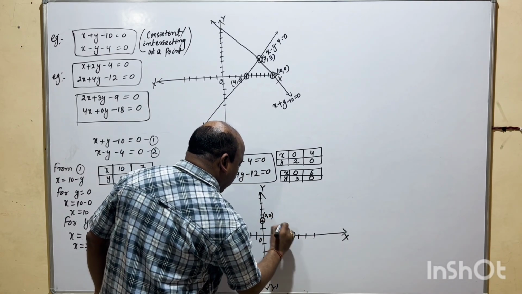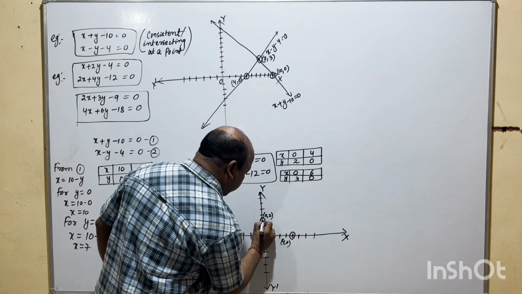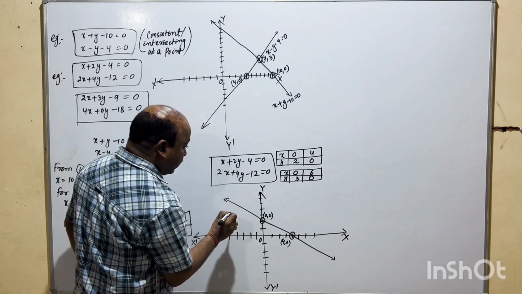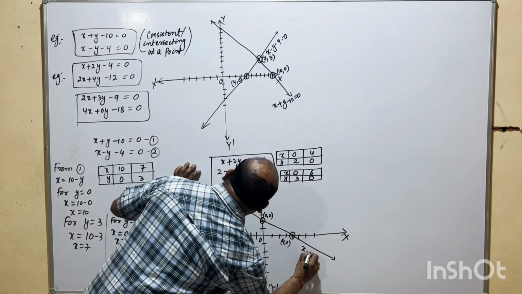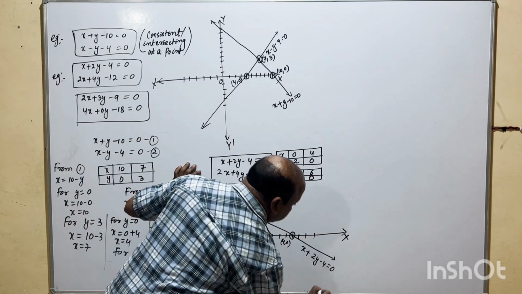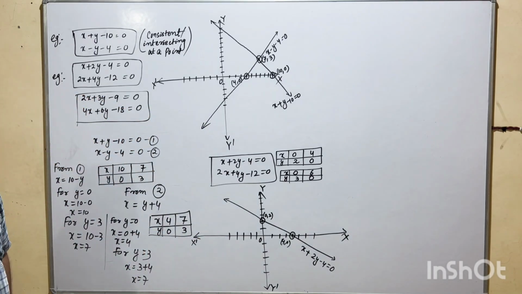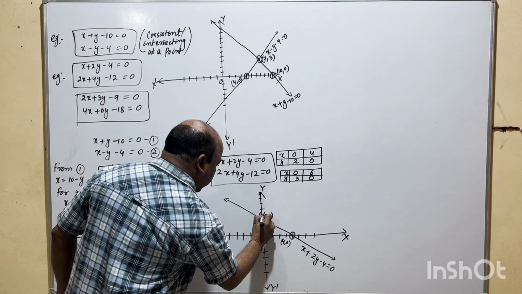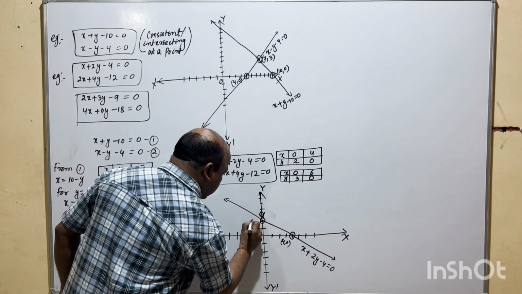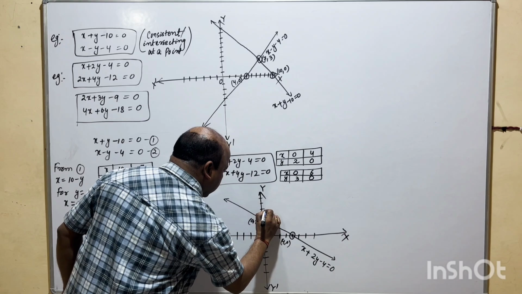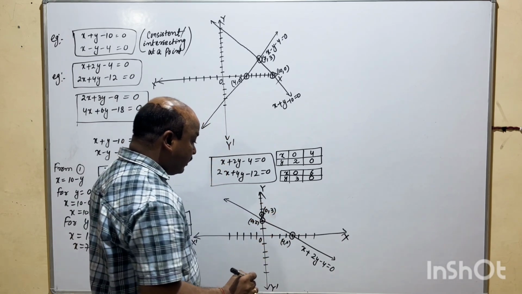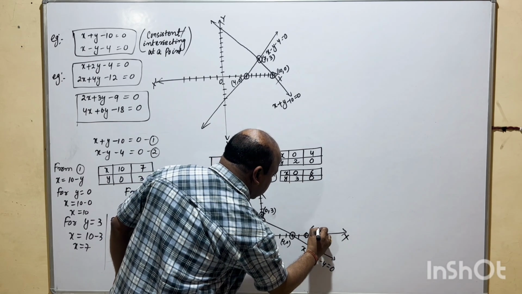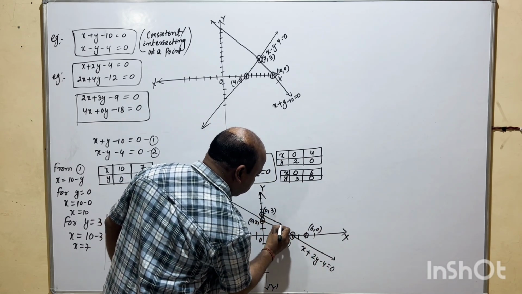0, 2 and 4, 0. Join these two points, you get a line here. And the equation of this line is x plus 2y minus 4 equal to 0. Right. Then another is 0, 3. This is 0, 2 and this is 0, 3. And this is 6, 0. 1, 2, 3, 4, 5, 6. This is 6, 0. And joining these two.